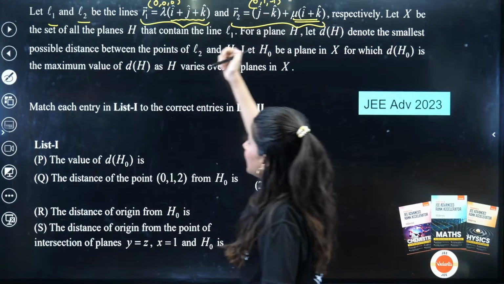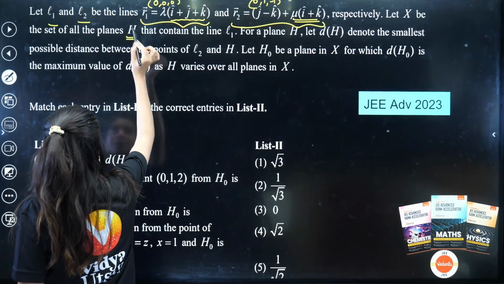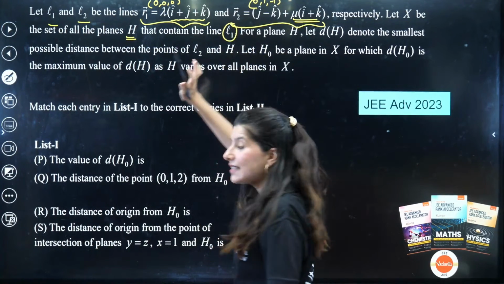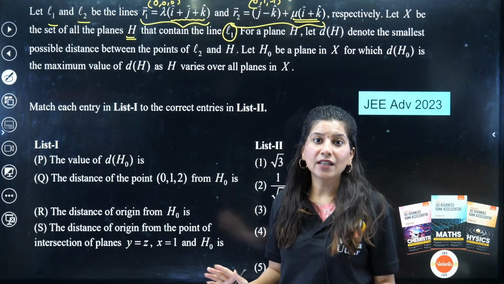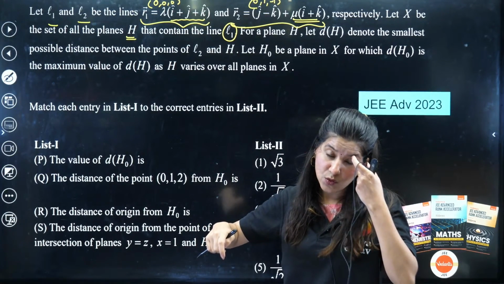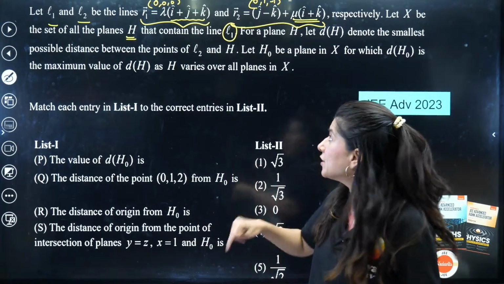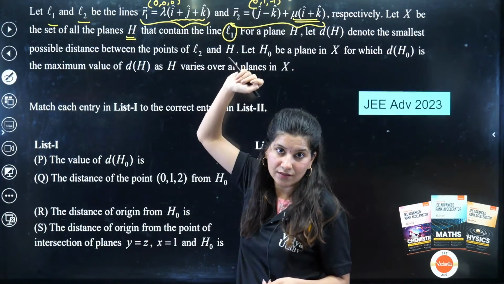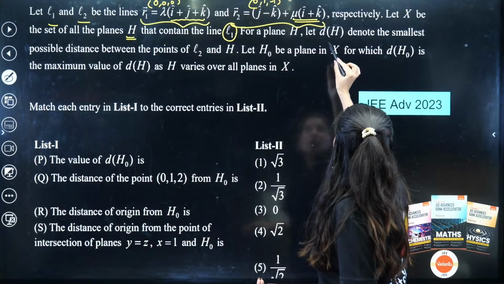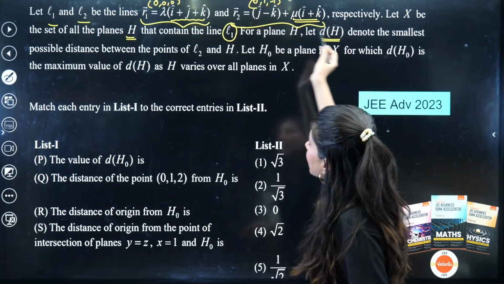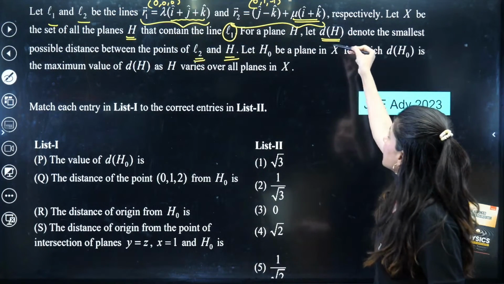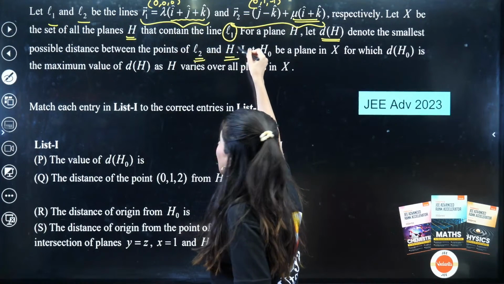Then let X be the set of all planes H, all the planes H that contain the line L1. The second statement is trying to say that all the planes are called H. Okay, all the planes are called H, which are containing this particular line L1. Okay, so basically X is the set of those planes. Now dH, what is dH? dH denotes the smallest possible distance between points of L2 and H. Okay, so basically this is the smallest distance between line number 2 and the plane H.